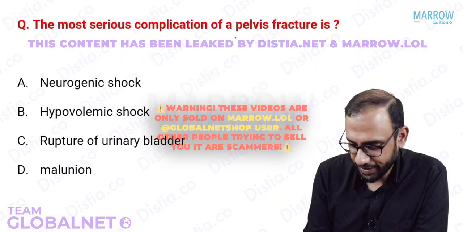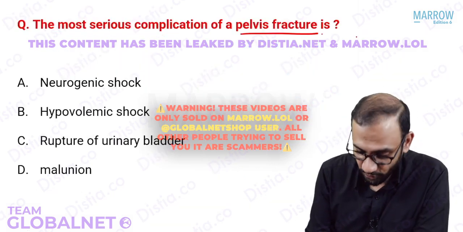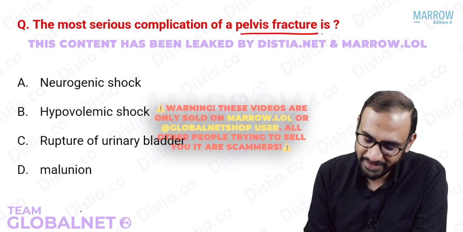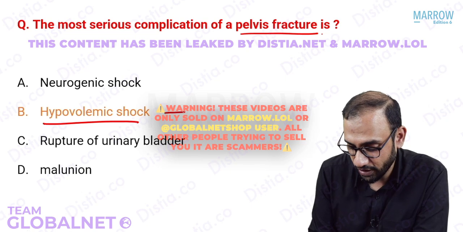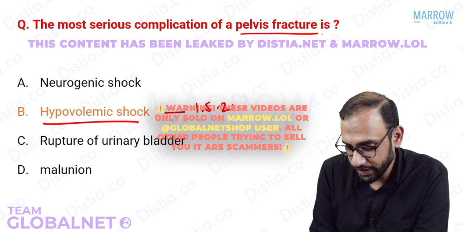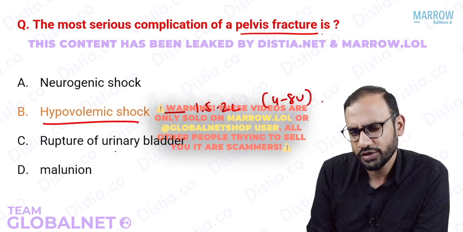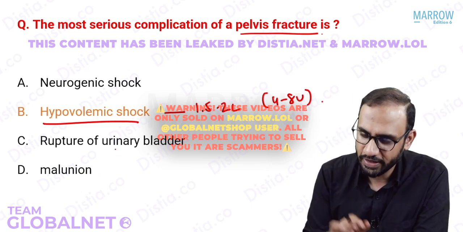The most serious complication of pelvis fracture is: neurogenic shock, hypovolemic shock, rupture of urinary bladder, malunion. Yes, it is hypovolemic shock, and we lose around 1.5 to 2 liters of blood, that is 4 to 8 units of blood. And urinary bladder, no, it's soft tissue injury. Yes, it can occur, but most commonly it's urethral injury.